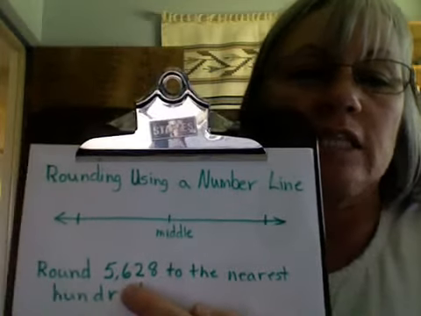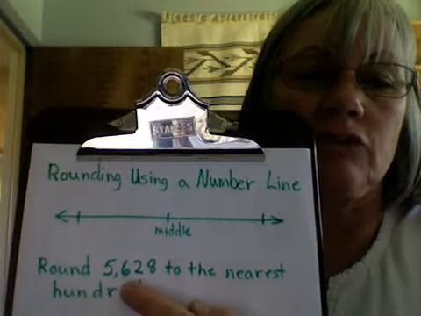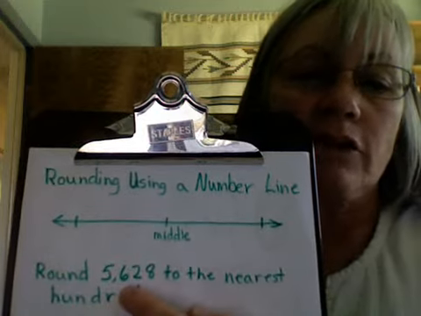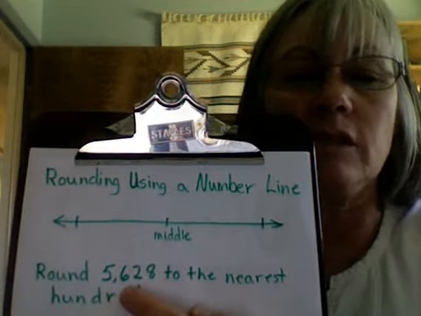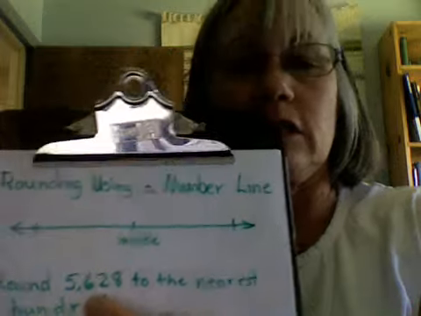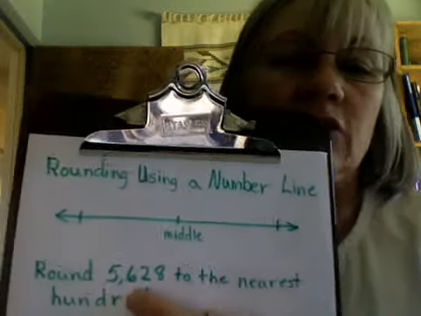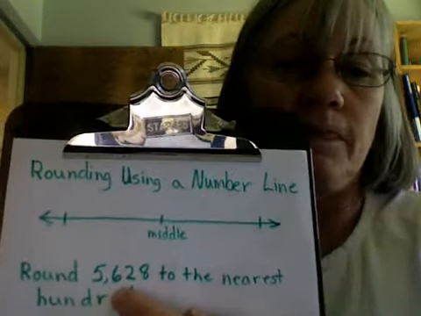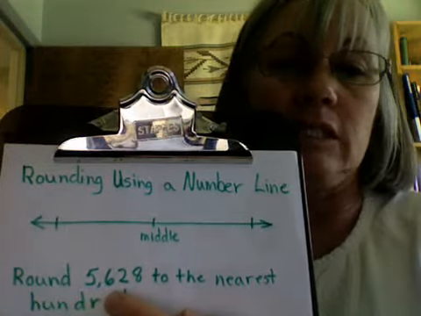Again, it's the 6, which represents 600. So that tells us our correct answer is going to end with 100, since we're rounding to the nearest hundred. Our correct answer will either be 5,600 or 5,700.